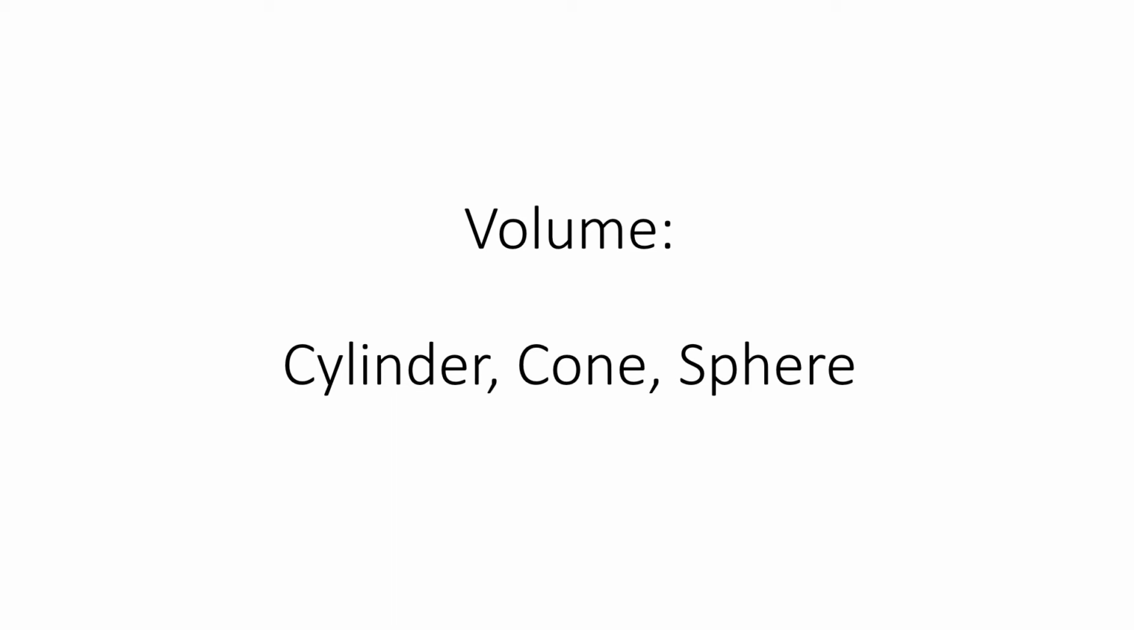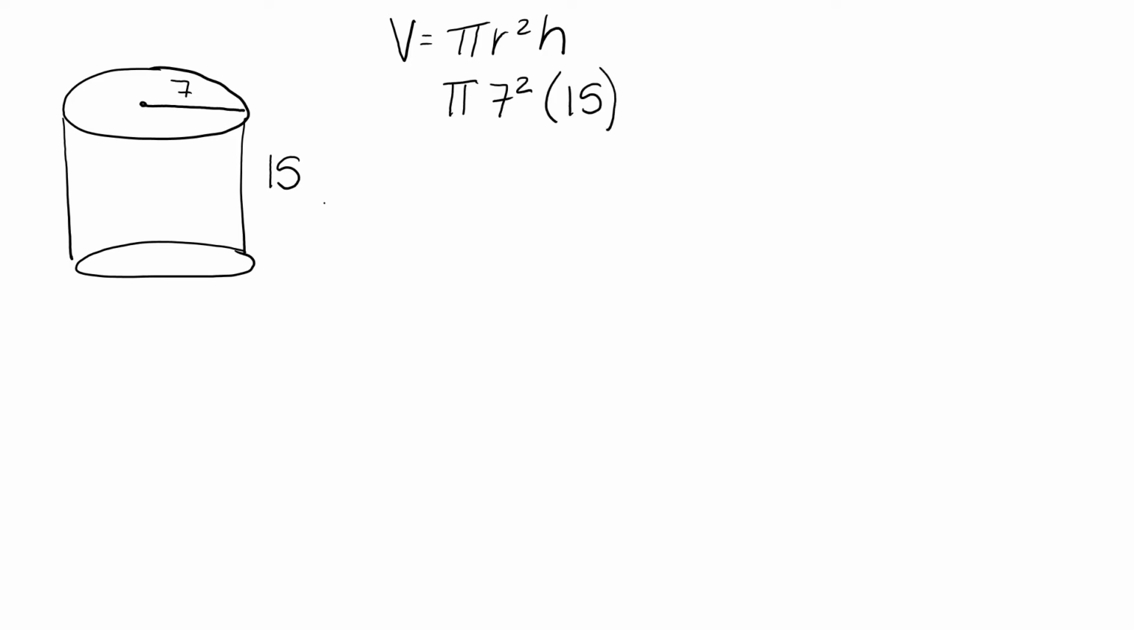This video is over volume of cylinders, cones, and spheres. For our first problem, we have a cylinder that has a radius of 7, and it also has a height of 15. We use our formula, V equals pi r squared h, plugging in our radius 7 and then our height 15.